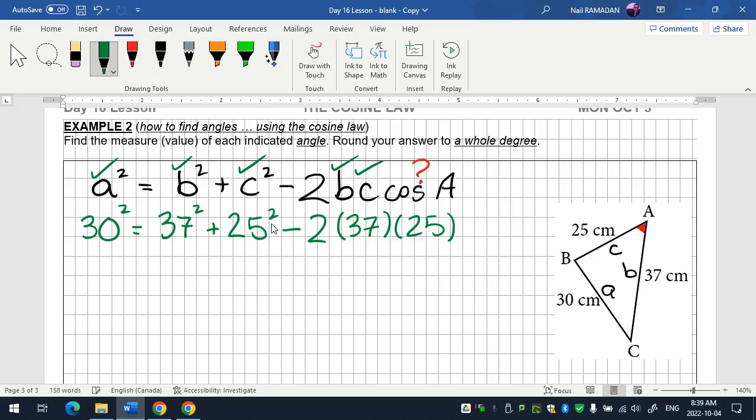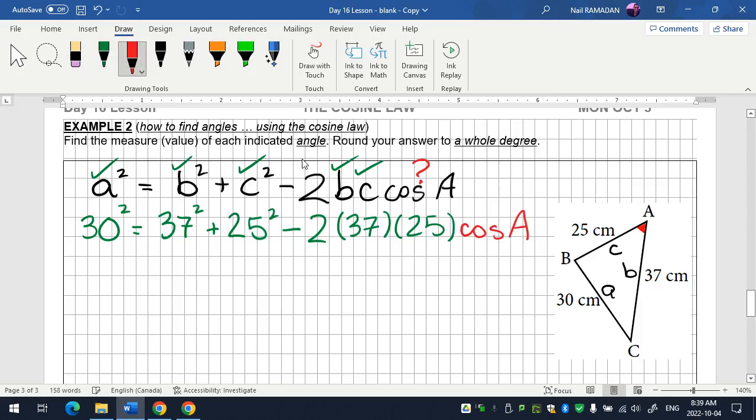And do I need to put cosine A in a bracket? You can, but using too many brackets sometimes could make it a bit confusing. So when you don't need it, don't use it. So cosine of A, I'm going to do it in red because it's the one we're trying to find.